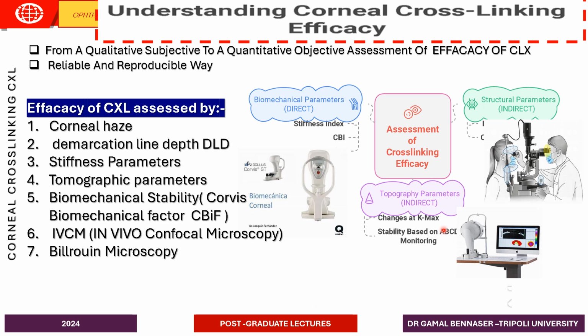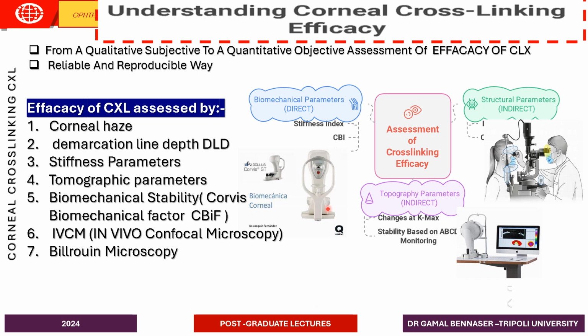Now, the paradigm shift was toward changing the assessment of the efficacy of cross-linking from the qualitative subjective way to a quantitative objective way, using other important parameters that directly assess the stiffness of the cornea based on the Corvis ST machine, measuring the stiffness parameters, what's known as the stress-strain index, and also the biomechanical stability using what's known as the biomechanical factors, the CBI-F, and also other ways such as in vivo confocal microscopy and the application of Brillouin microscopy.